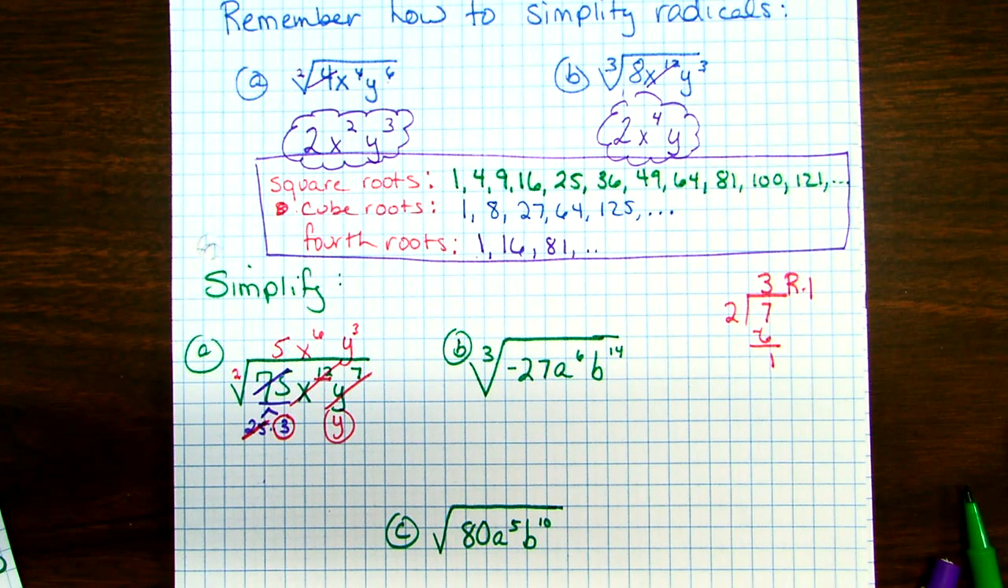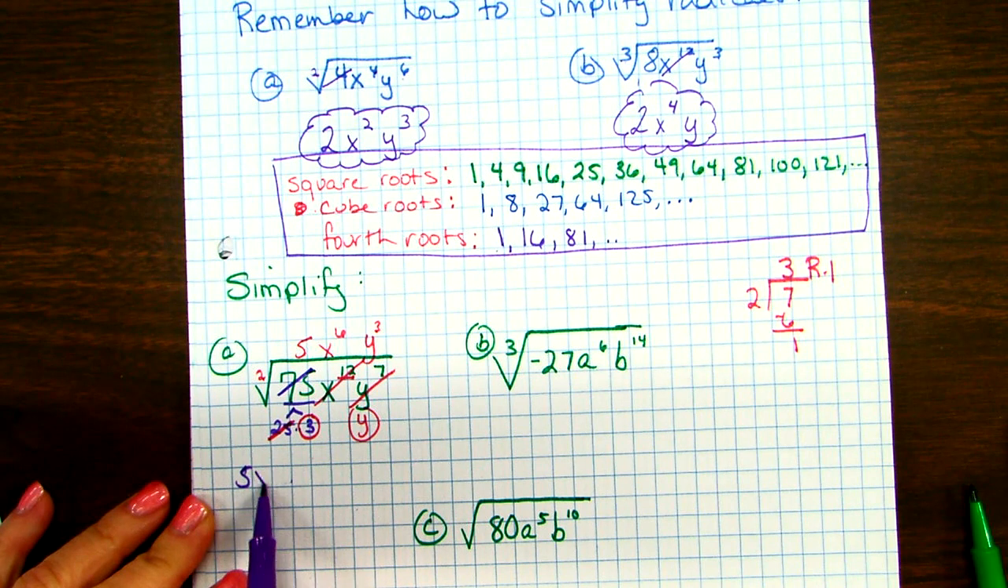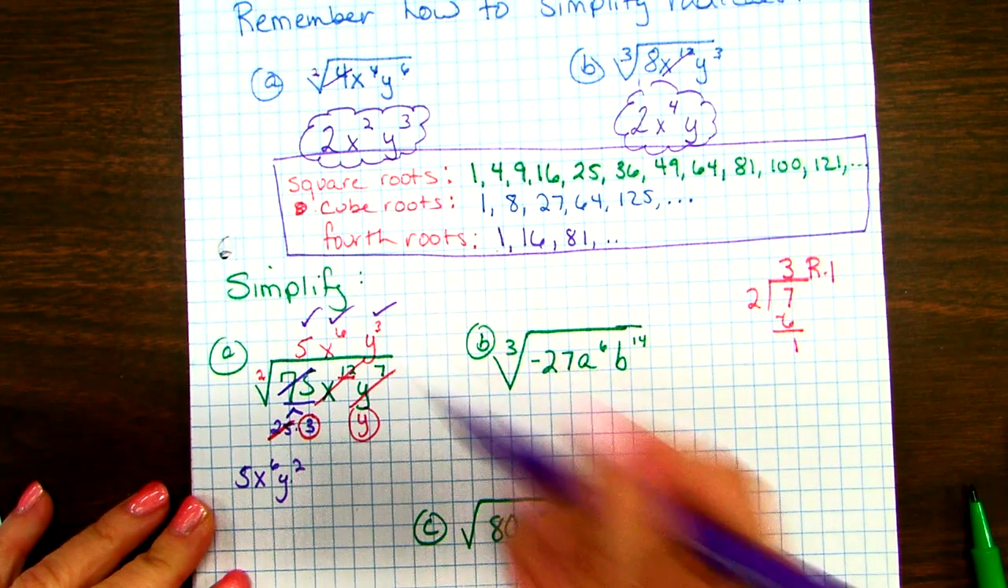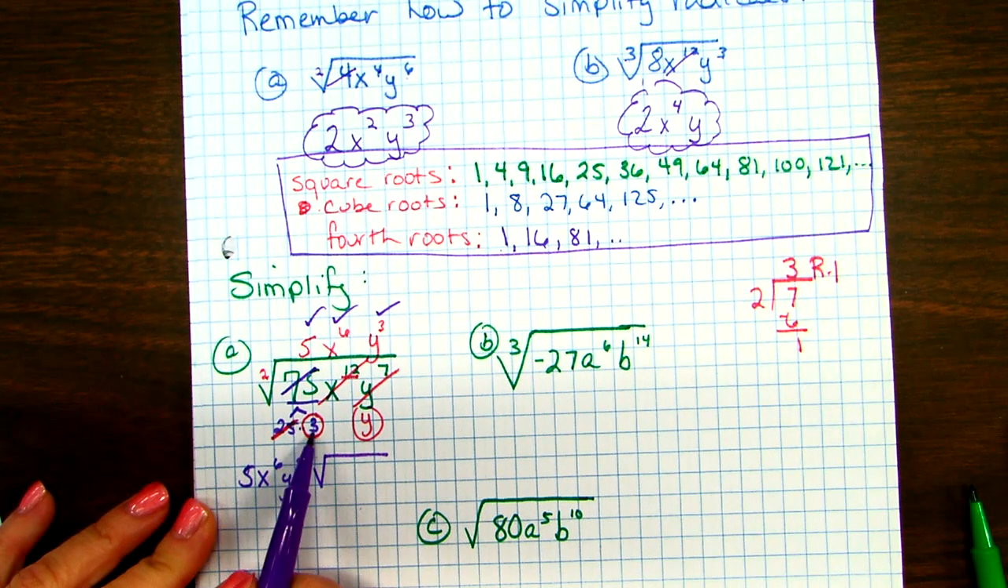And now I'm ready to write my answer. And if you use my notation, this step is brainless, really. I take whatever's on top and I write it all together. 5x to the 6th, y to the 3rd. That's this, this, and this taken care of. Then I have leftovers of 3 and y underneath.